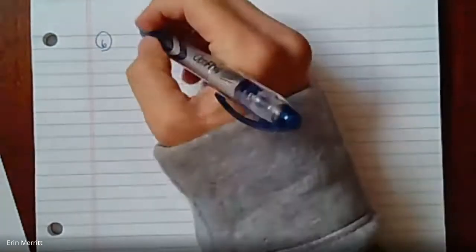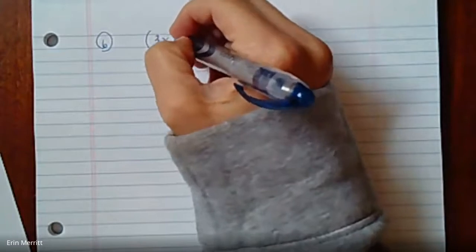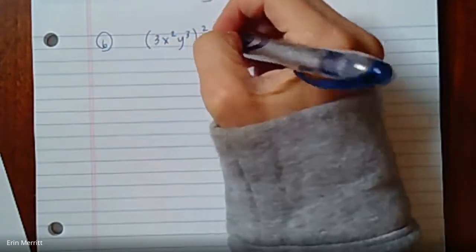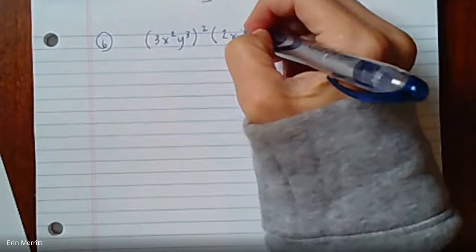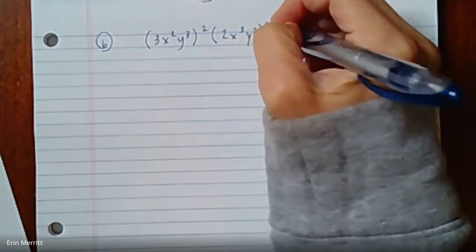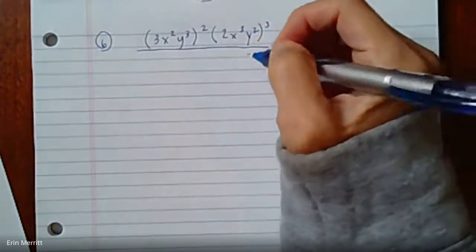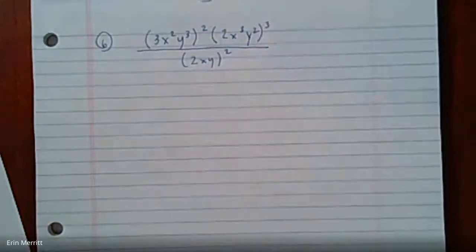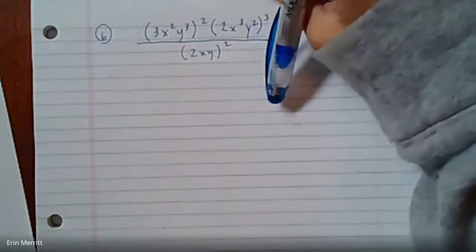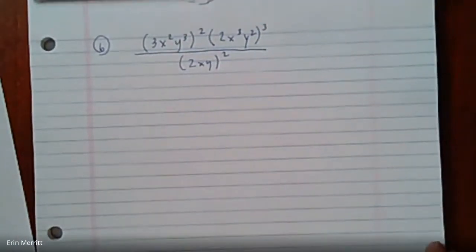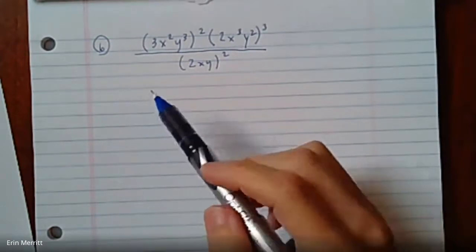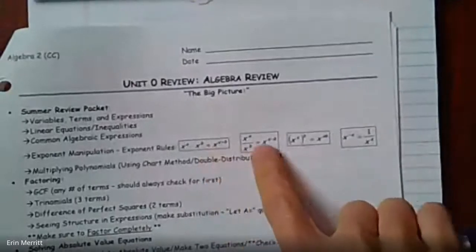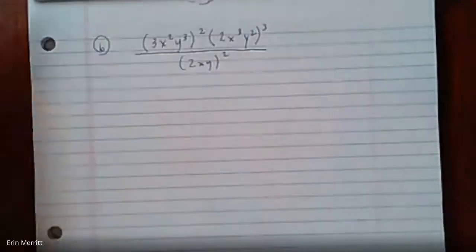from the review sheet. So number 6 says simplify, and you have the expression (3x squared y cubed) raised to the second power, and then (2x cubed y squared) raised to the third power, and then all of that over (2xy) quantity squared. Now we will actually do a unit later in the year all about exponents, so you will see this topic again with more emphasis. But for right now, there's rules at the top of your review sheet. So reference these if needed. They're the rules that are boxed in right here.